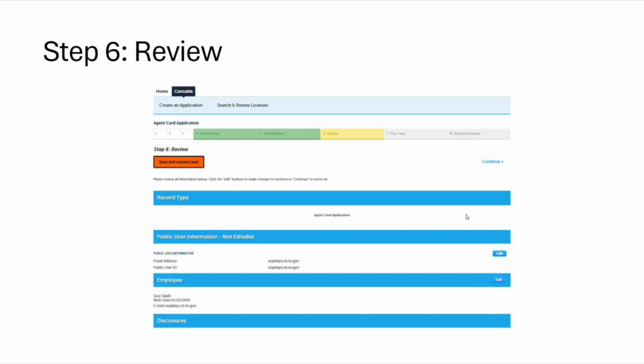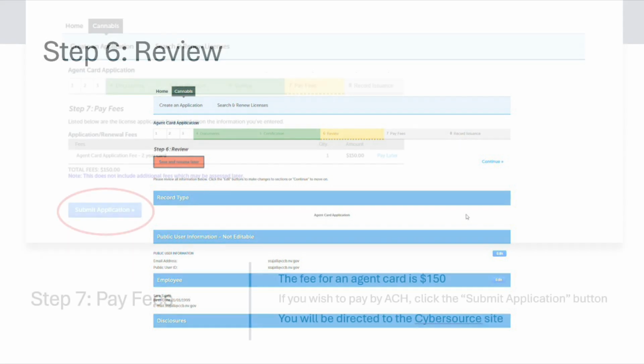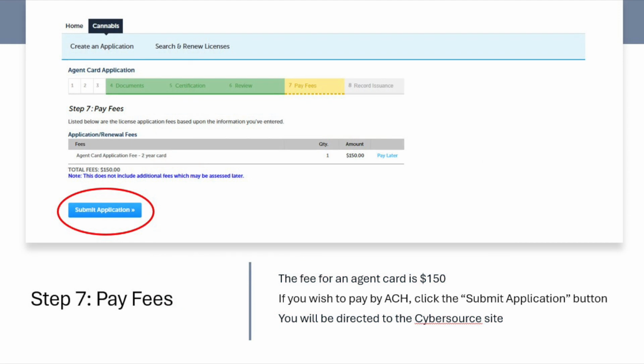If all information is correct and you are ready to pay your agent card application fee, you can click the Continue button below. If you wish to return at a later time, you can click the orange Save and Resume Later button. As a reminder, the fee for an agent card is $150. If you wish to pay immediately to complete your application, you can do so electronically via ACH, Automated Clearinghouse. To pay immediately, click the Submit Application button.